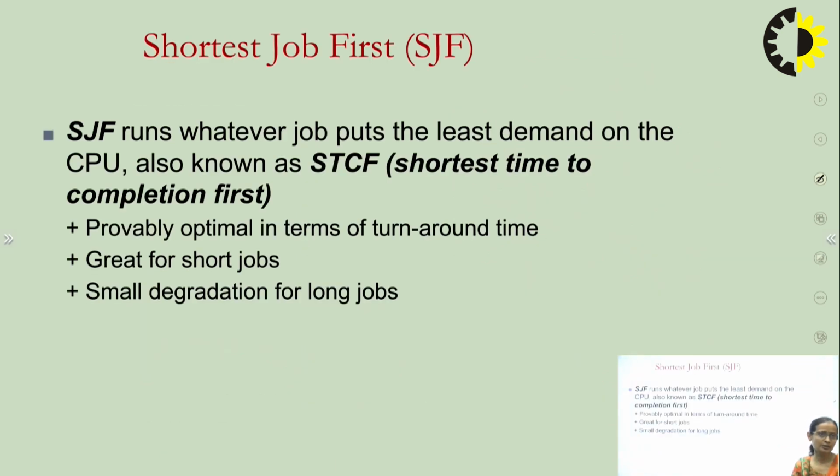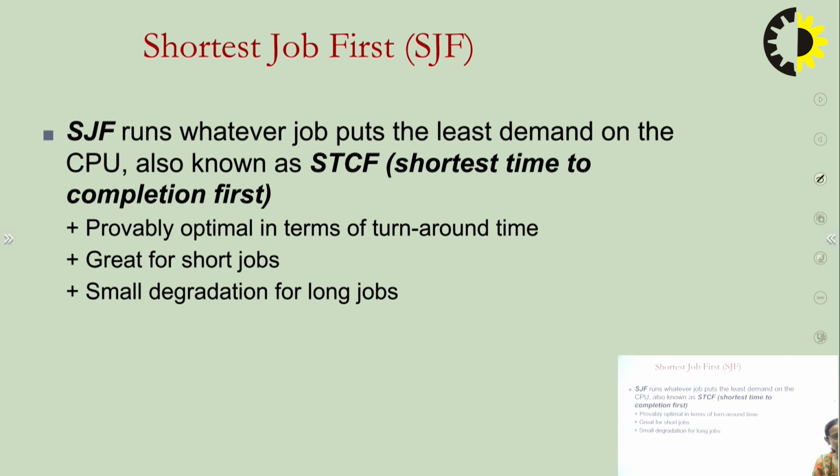Now the next algorithm which we are going to discuss is the SJF algorithm, that is the shortest job first algorithm. It is also known by the name STCF, that is shortest time to completion first. Basically, it works on the CPU burst time of all the processes. The process which has the shortest CPU burst time will get a chance to be executed first.